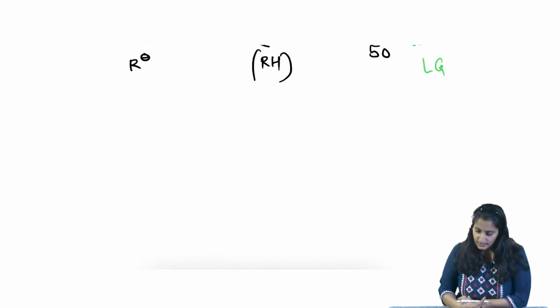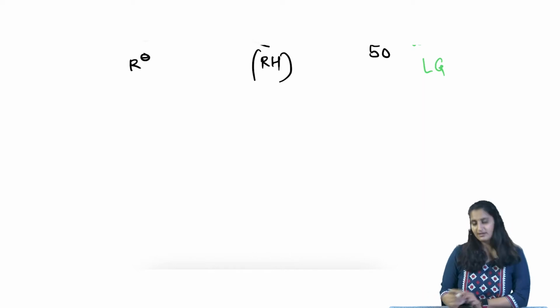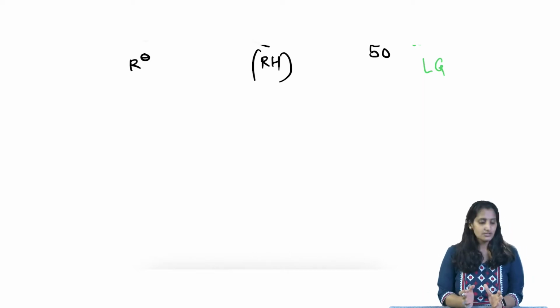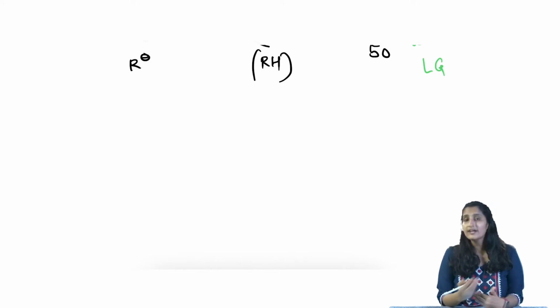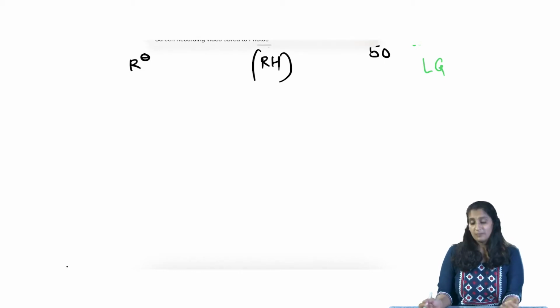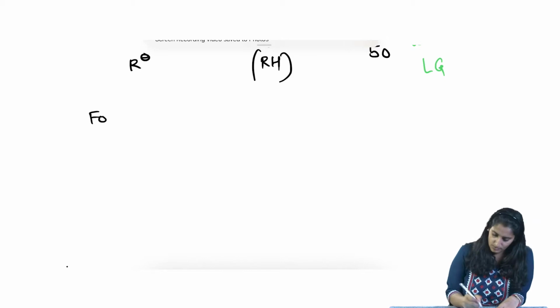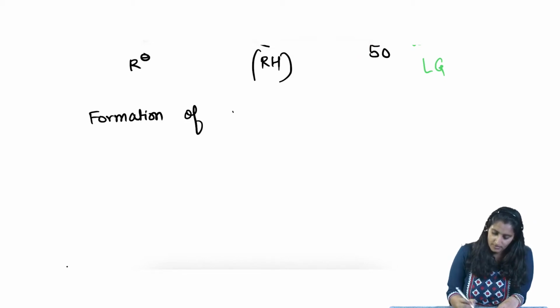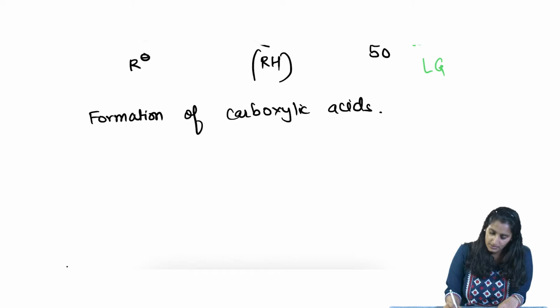So, the other reactions that I wish to discuss in this chapter are the reactions of carboxylic acids or their derivatives, some of the important reactions that we use in everyday life. We have one of the reactions as formation of carboxylic acids. These are the reactions that we have discussed a little bit.